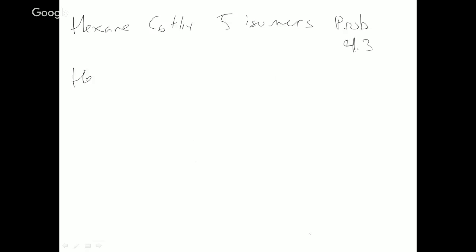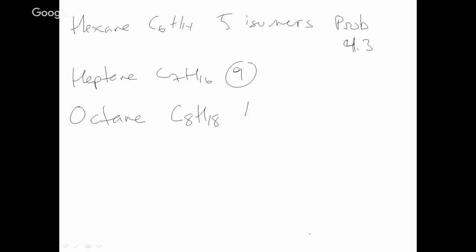Hexane is 6, and we got heptane, C7H16. There's actually 9 isomers. Practice drawing those. That's a good practice problem. I won't ask that in an exam, but octane, right? High octane rating in gas, gasoline. C8H18, there's 18 isomers. It goes up exponentially.